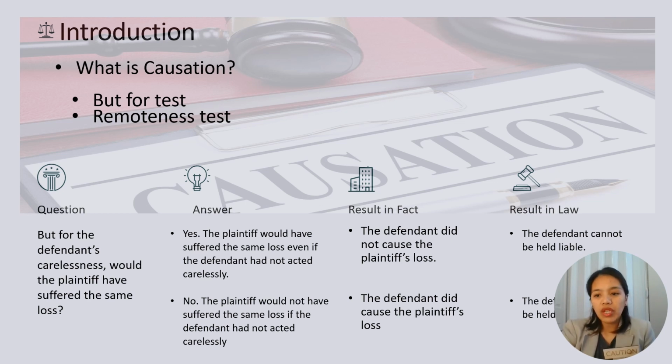The but-for test requires the plaintiff to prove that they would not have suffered a loss but for the defendant's carelessness. It's based on a simple question: but for the defendant's carelessness, would the plaintiff have suffered the same loss? If the answer is yes, the plaintiff would have suffered the same loss even if the defendant had not acted carelessly, and under the law the defendant cannot be held liable. But if the answer is no, the plaintiff would not have suffered the same loss if the defendant had not acted carelessly, and the defendant will be held liable.